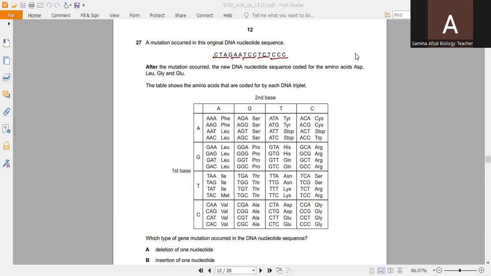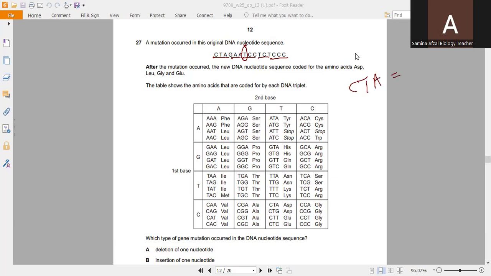The start of it has been deleted. When the T from TCC is deleted, the sequence shifts to the left. That is, the sequence will be changed. So first of all, I would like to write the original, then I will write the mutated.